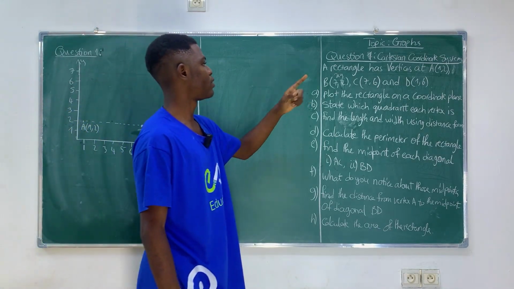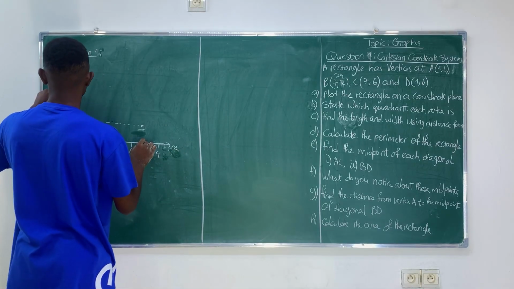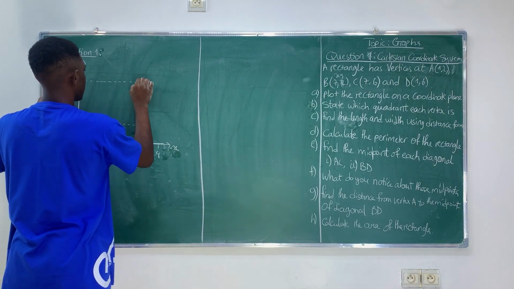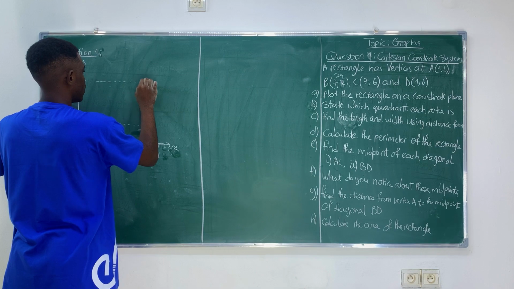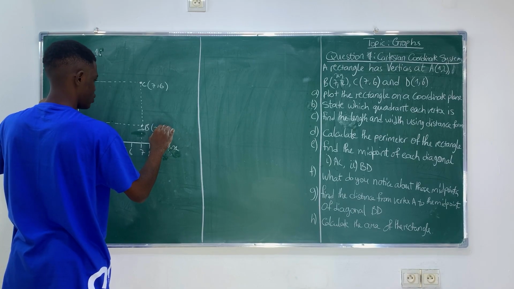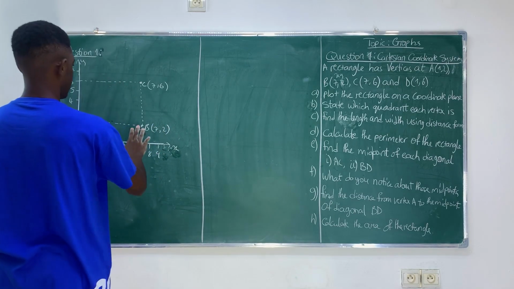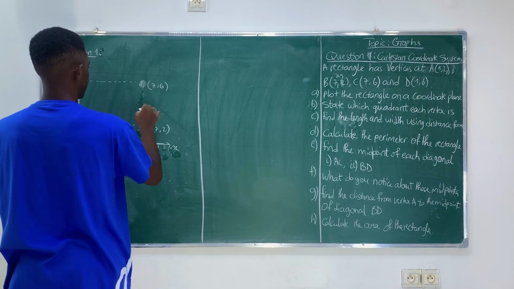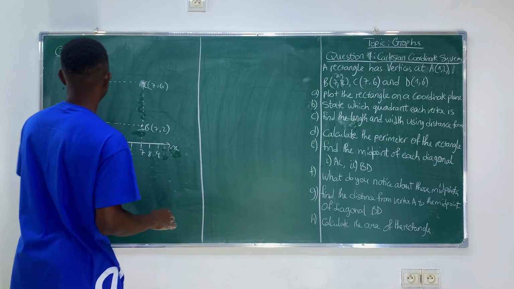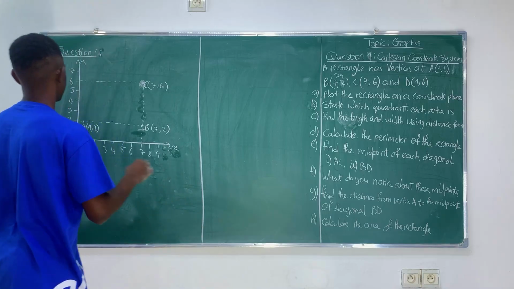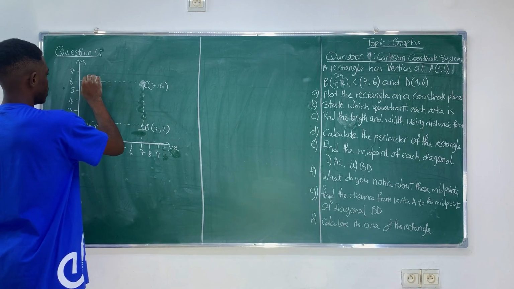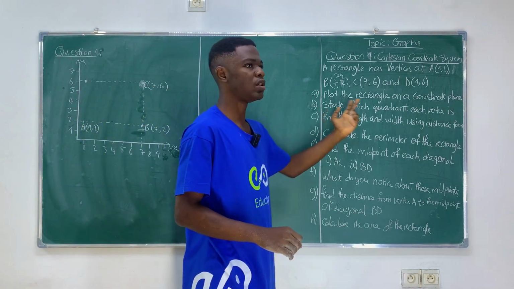Okay, C says (7, 6). When X is 7, Y is 6. This B was (7, 2). That is C (7, 6), and D means (1, 6). When X is 1, Y is 6. Okay, like this. So we did the A part.